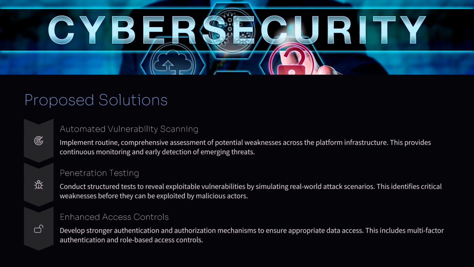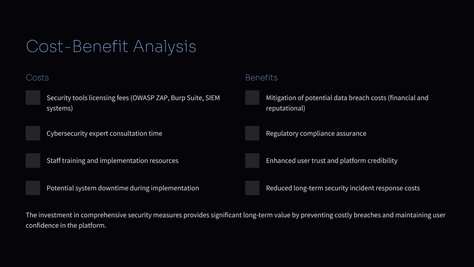Finally, enhanced access controls to build smart adaptive security. We'd develop stronger authentication and authorization mechanisms, including multi-factor authentication and role-based access controls. These three solutions work together for a comprehensive security ecosystem that adapts and evolves with the platform. The automated scanning finds potential security issues, penetration testing validates real-world risks, and enhanced access controls prevent unauthorized access in the first place. Looking at cost-benefit analysis, there are four main areas.